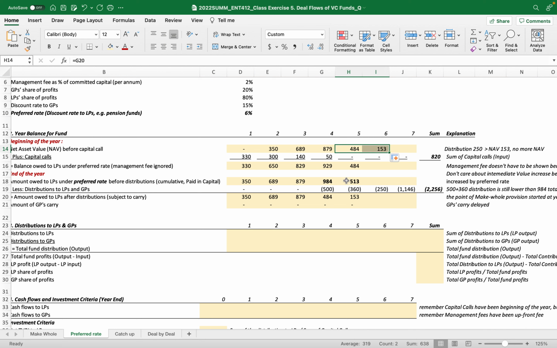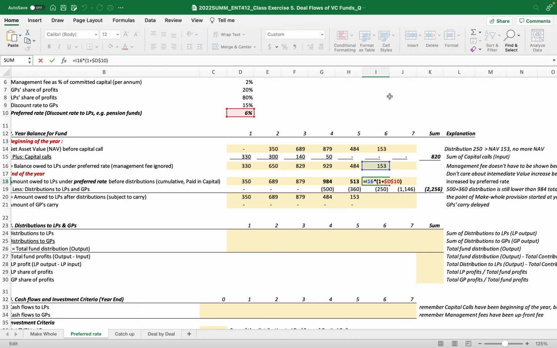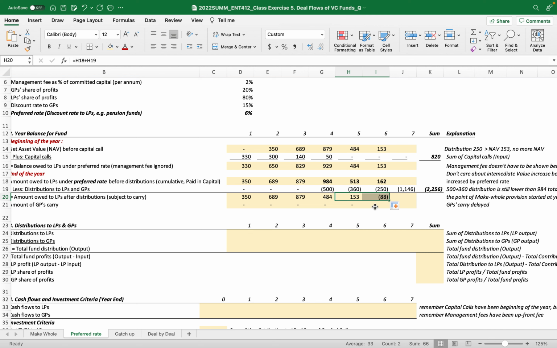Now let's move to the next. So 153. And then here the same way. And then this 153 definitely increased by the 6%, right? And then we have finally the excess of this 984 amount, right? Again, how to get it? This 162. Now we distribute more money, right? More money.